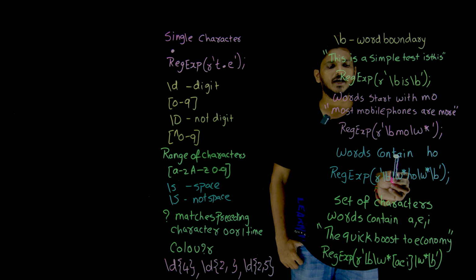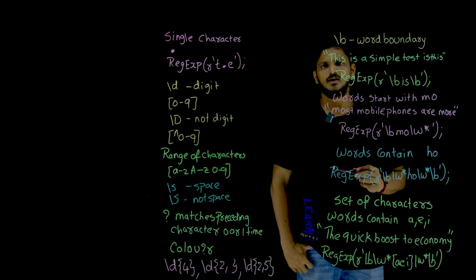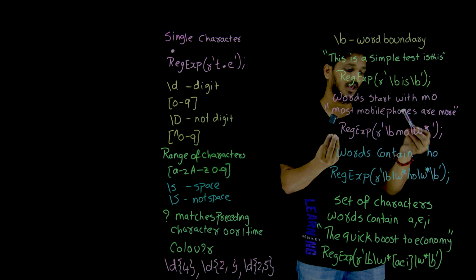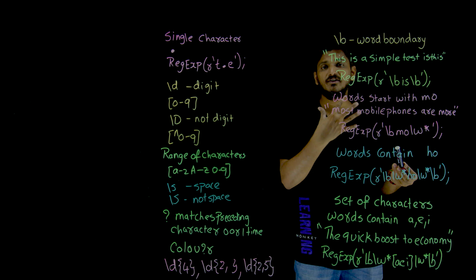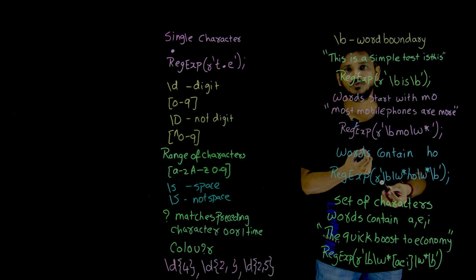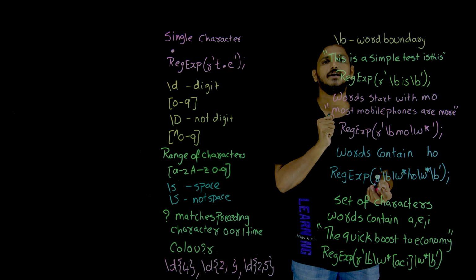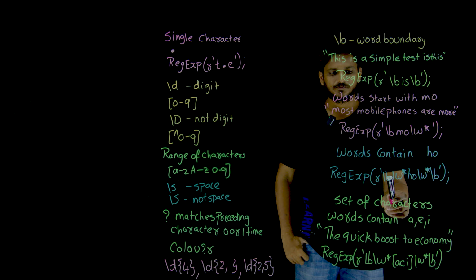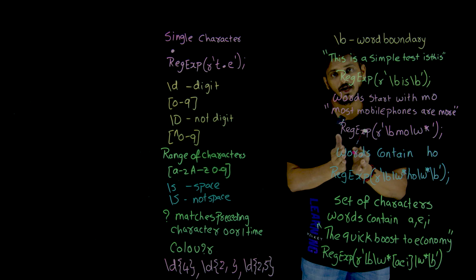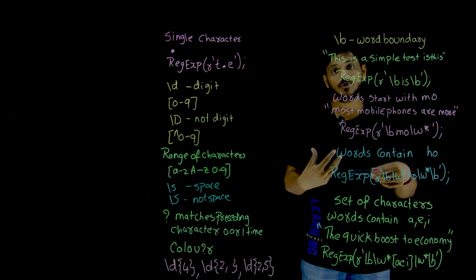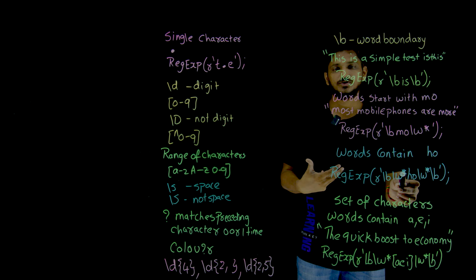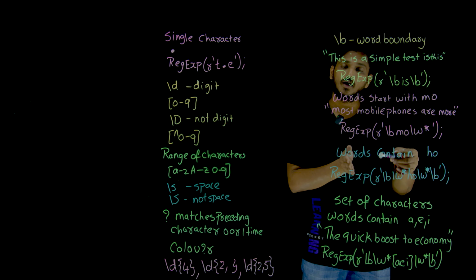Similarly, next, words that contain HO. HO may be in the beginning, in the end, or in the middle. Anywhere, if the word contains HO, those words have to be identified. How are we going to write it? The regular expression is \b for the start, and \w star means before HO you can have any number of word characters. That's why \w star. Star means zero or any number.